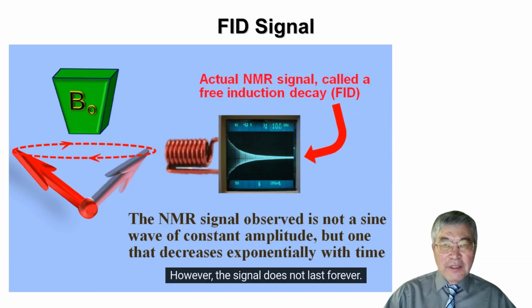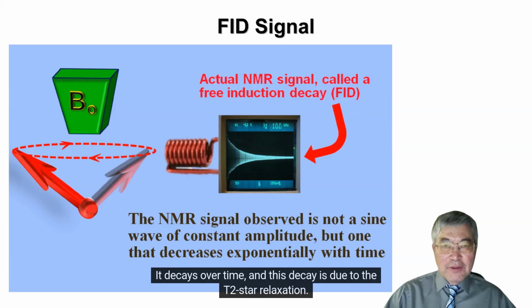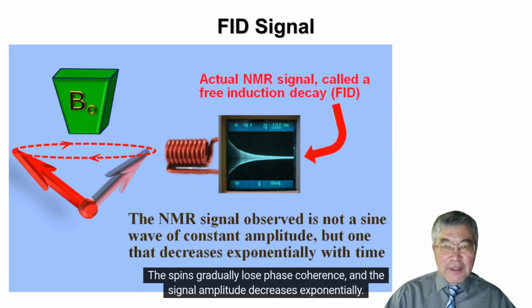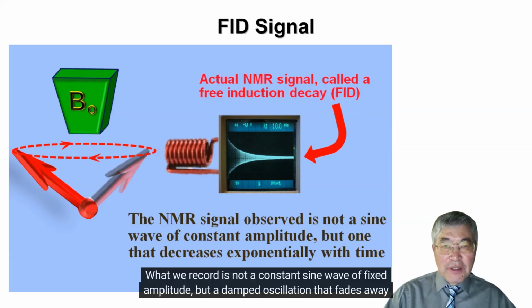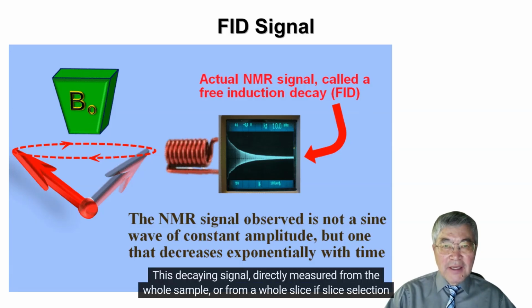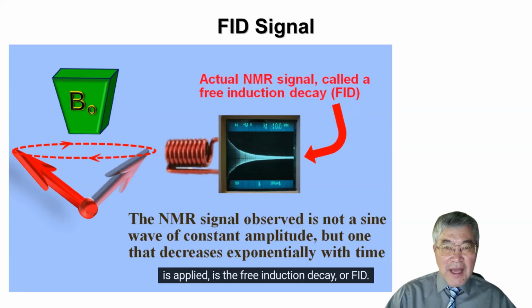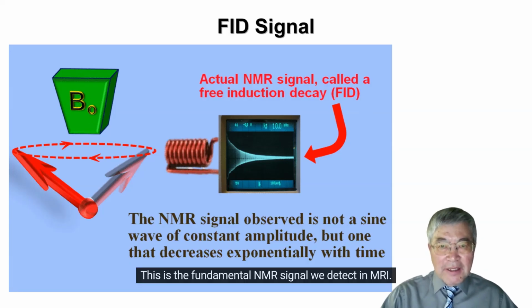However, the signal does not last forever. It decays over time, and this decay is due to the T2 star relaxation. The spins gradually lose phase coherence and the signal amplitude decreases exponentially. What we record is not a constant sine wave of fixed amplitude, but a damped oscillation that fades away with time. This decaying signal, directly measured from the whole sample, or from a whole slice if slice selection is applied, is the free induction decay, or FID. This is the fundamental NMR signal we detect in MRI.